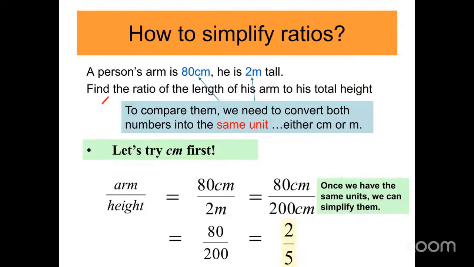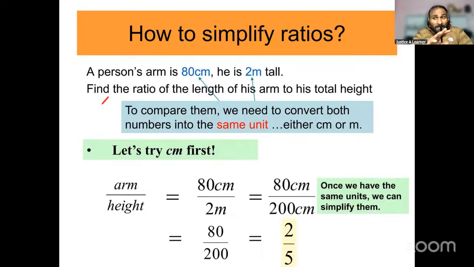So how to simplify ratios? A person's arm is 80 centimeters long. He is 2 meters tall. Find the ratio of the length of his arm to his total height. This question is a little tricky. Why is this question trickier? Because it is giving us two different measurement units, centimeter and meter. We have to convert it first, right? Yes.